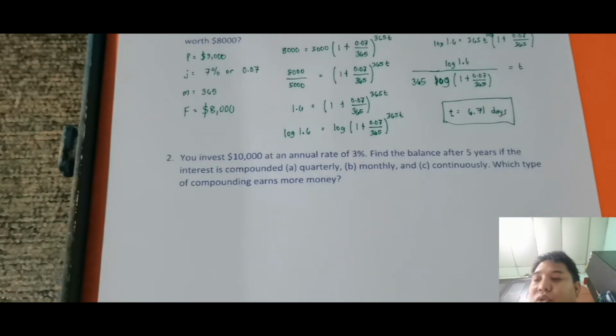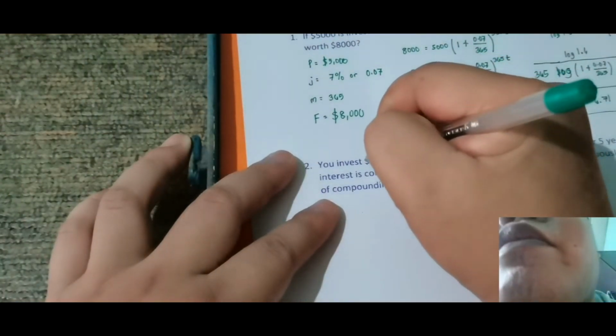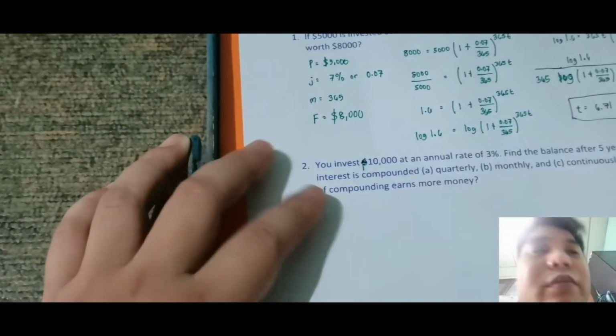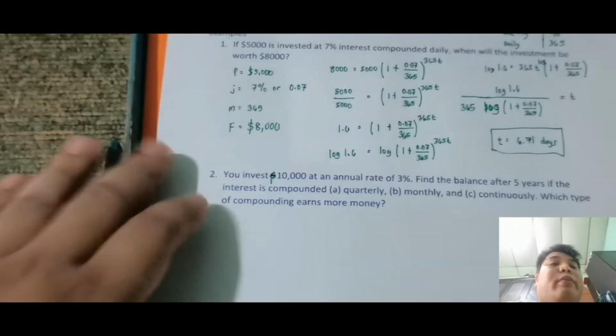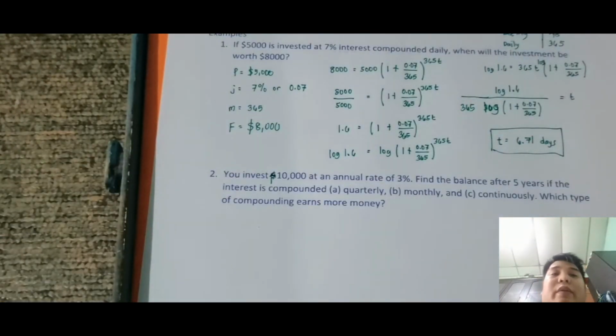Okay, so now let us move sa next formula. So, you invested 10,000 at annual rate of 3%. So assuming nga pesos na yan, no? Medyo kasi ako, hindi ko kasi kaya talaga sulit yung pesos. Ay, type rather. So, may 10,000 pesos ka at annual rate na 3%. Find the balance after 5 years. So after 5 years daw, no? So, find the balance after 5 years.